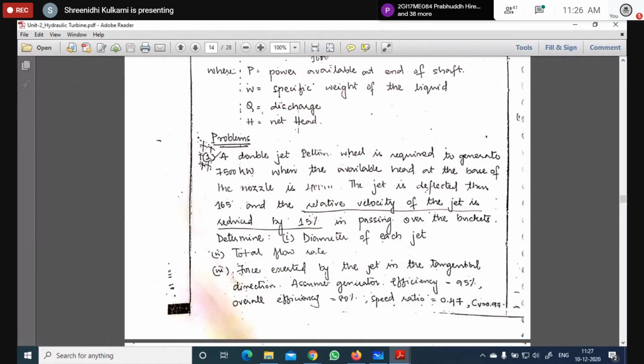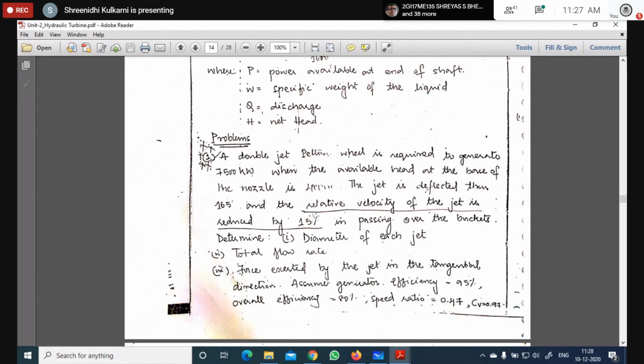Yes, sir. So beta 2 is equal to 180 minus 165 degrees. And the relative velocity of the jet is reduced by 15 degrees. Okay, sorry, not 15 degrees, it is 15%.